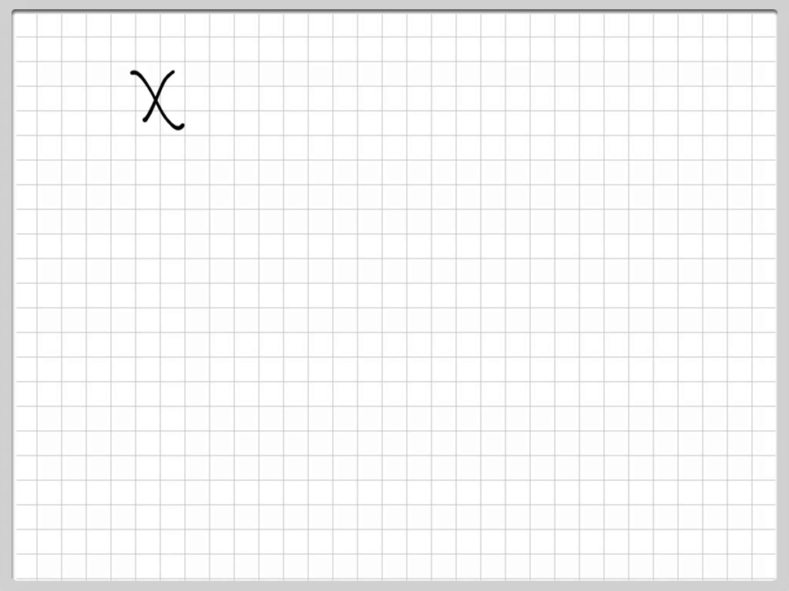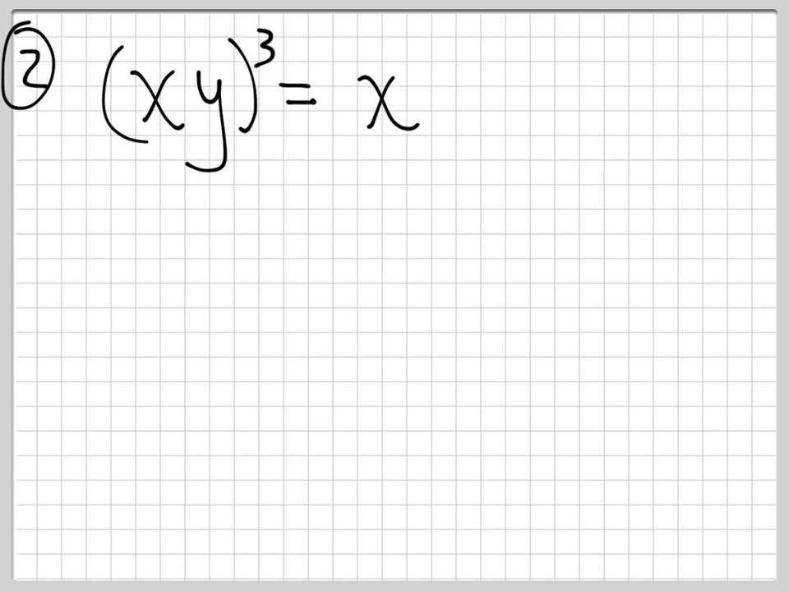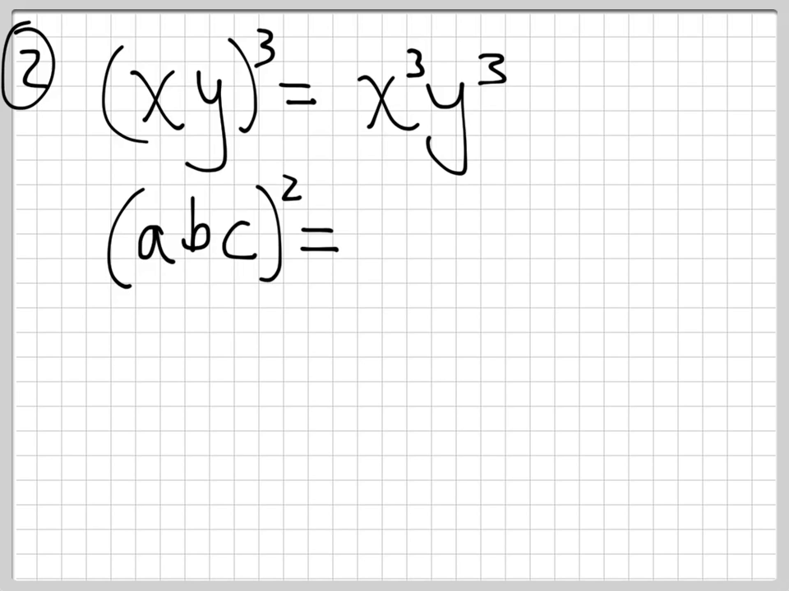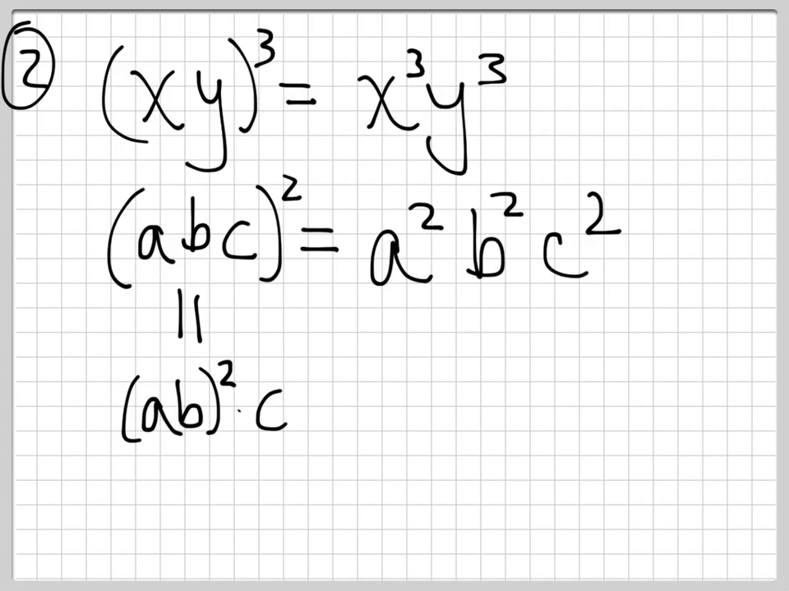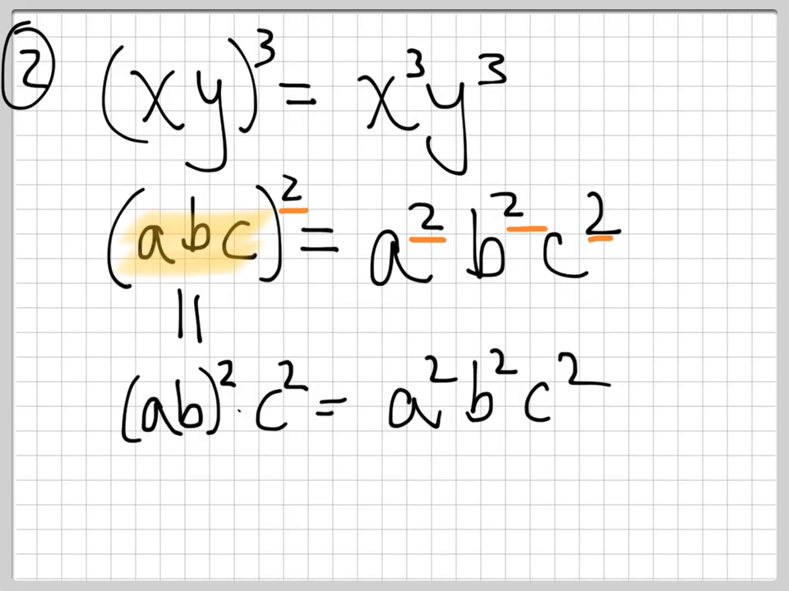Now property 2. What is xy cubed? Well, that's just x cubed, y cubed. How about abc squared? Well, that's going to be a squared, b squared, c squared. And you can do this the long way, and you can write it as ab squared, c squared, which you can then write as a squared, b squared, c squared. But just know that whenever you have any number of things being multiplied, being raised to some power, you just take each of the things to that power.